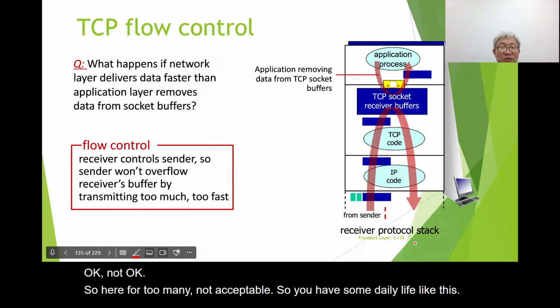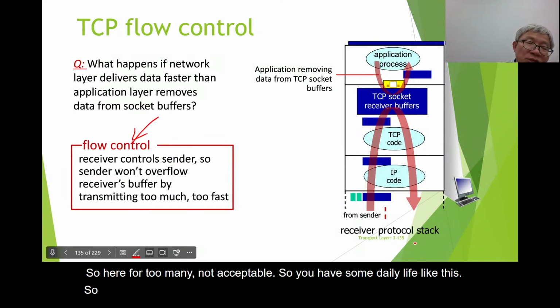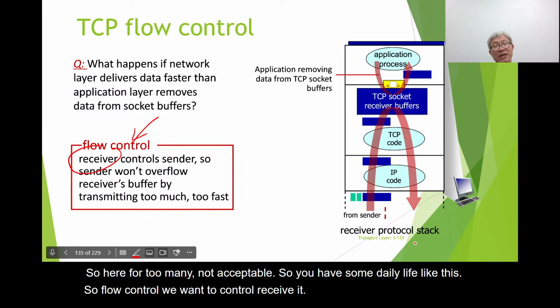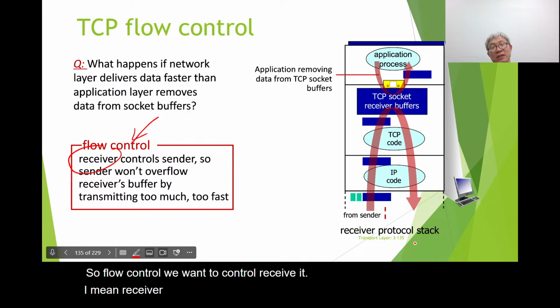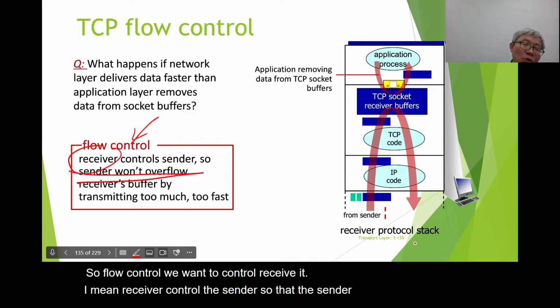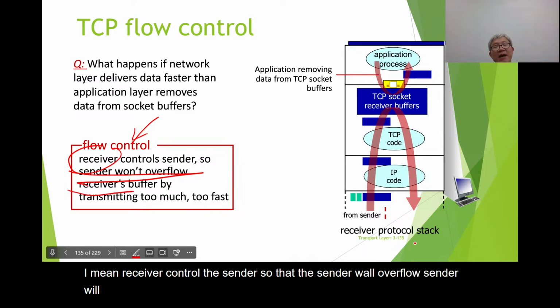So flow control wants the receiver to control the sender, so that the sender won't overflow the receiver buffer. So how do we set it?